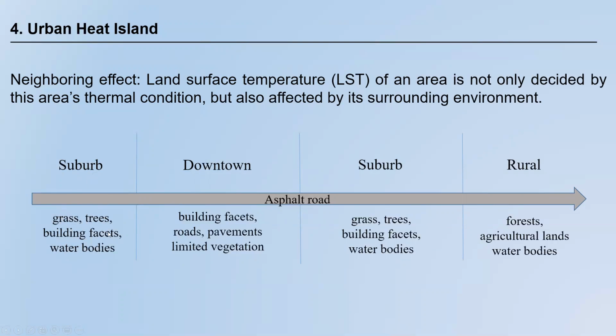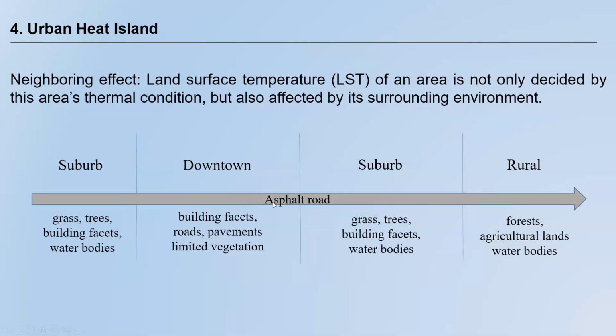These land cover types are typical in suburb areas. But in downtown, there are fewer trees and grass, and there is barely any water body. So in downtown, maybe this road is surrounded by building facets, other roads, pavements, and limited vegetation, right? And this road again goes to the suburb and to the rural area, which contains even more vegetation such as forests, agricultural lands, and even larger water bodies.